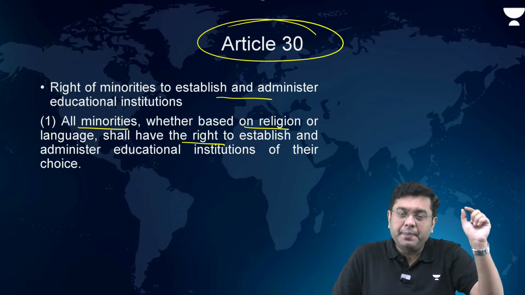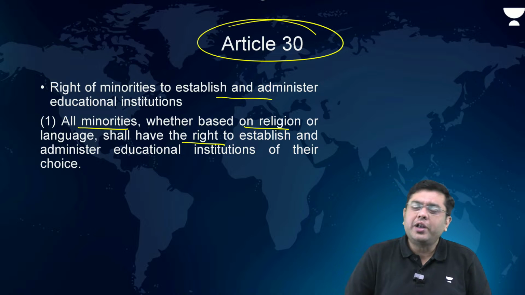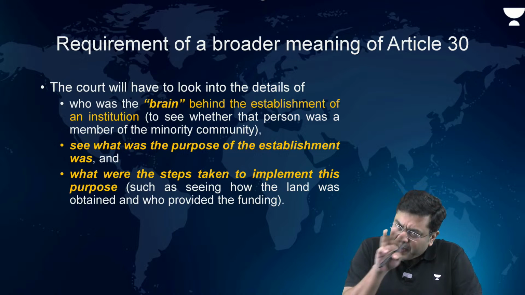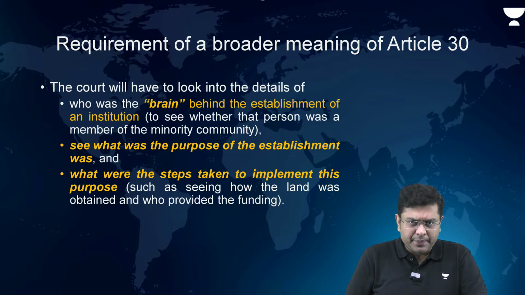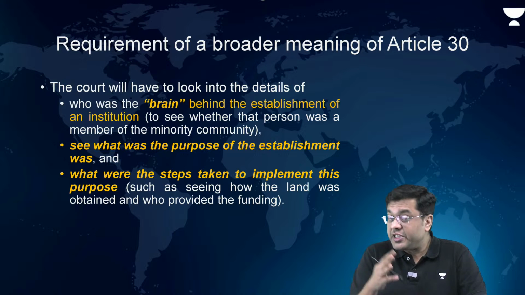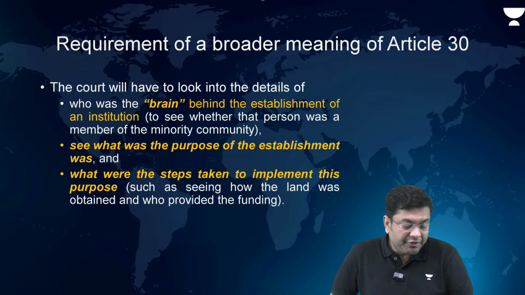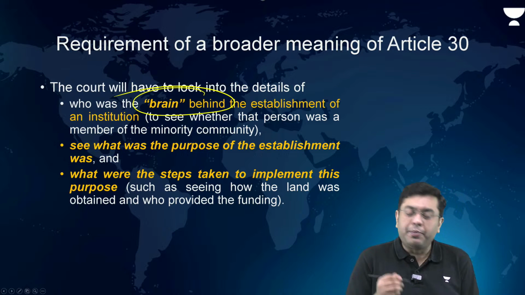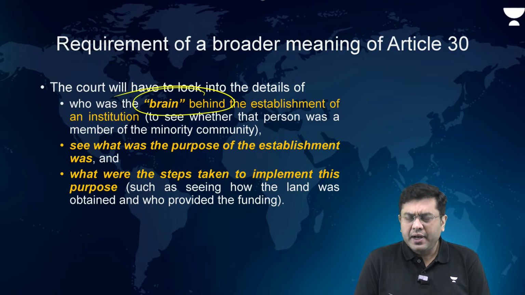But that will be a very narrow outlook. So what is it that the Supreme Court said? The Supreme Court said that there are 3 indicators based upon which you can have a broader interpretation of Article 30. Which are those 3 indicators? The first is that who was the brain behind the establishment of an institution, right?